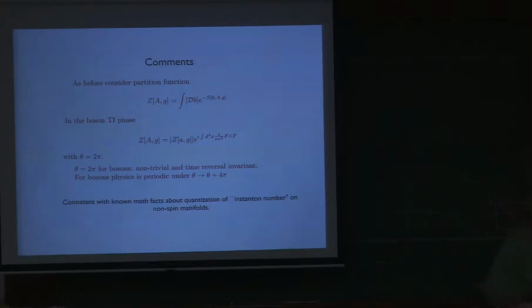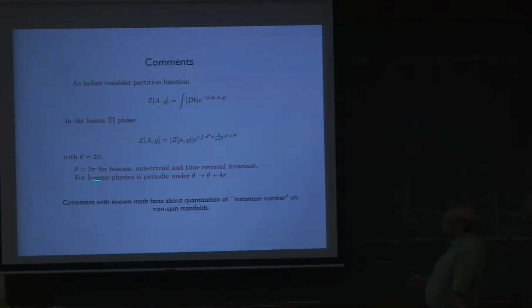So maybe I don't need to write this, but let me do it anyway. Let's ask about the formal description in the bulk, where we take our bulk partition function in the presence of a background gauge field and background metric, and restrict for simplicity to oriented compact manifolds. Then there's some partition function, and we imagine integrating out the bosons, and there'll be some modulus to this partition function which we don't care about, and then there's a phase which involves this theta term. And with theta equals 2 pi, the claim is that if the boson is in a topological insulator, then theta equals 2 pi.